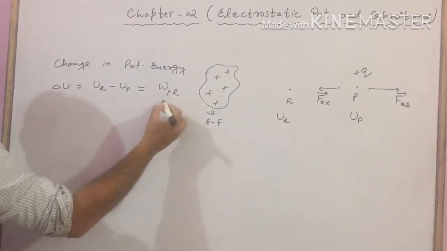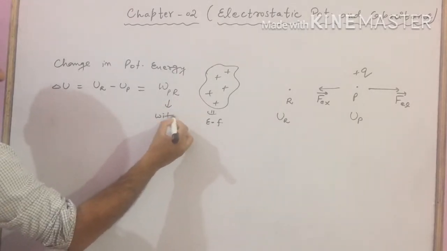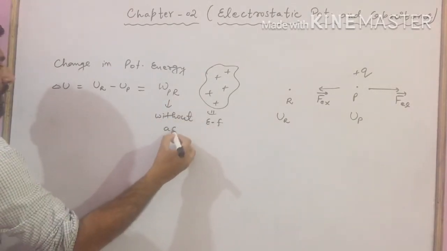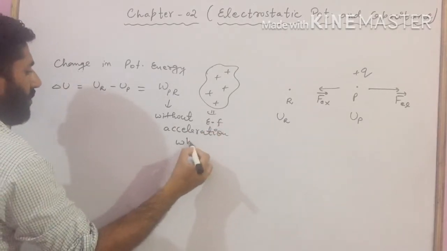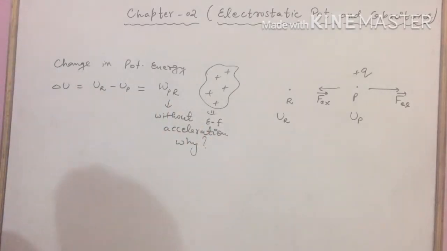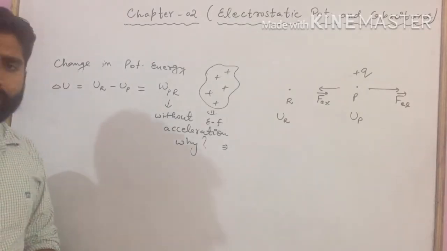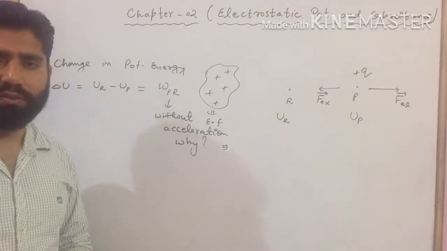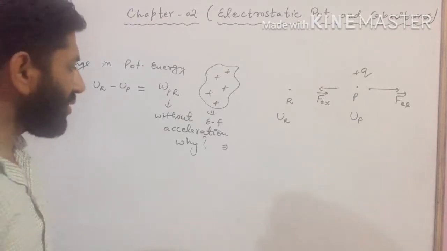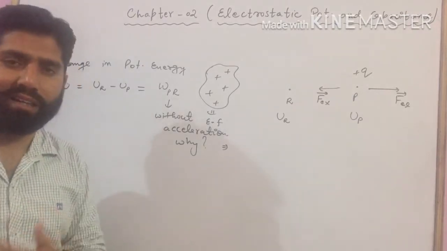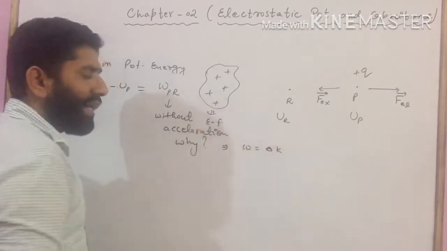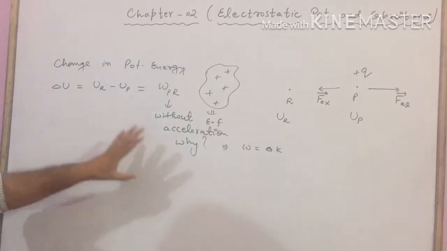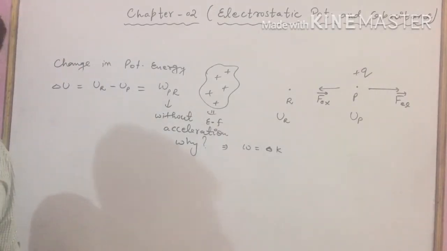But remember, this work done should be without acceleration. But why is it so? Let us understand. As we know, when we do some work on the object, that work can be converted in the form of kinetic energy as well. In 11th we used to study the work energy theorem, the work kinetic energy theorem, which states that work done is equal to the change in kinetic energy. But we don't want to involve kinetic energy here. We are talking about potential energy only.